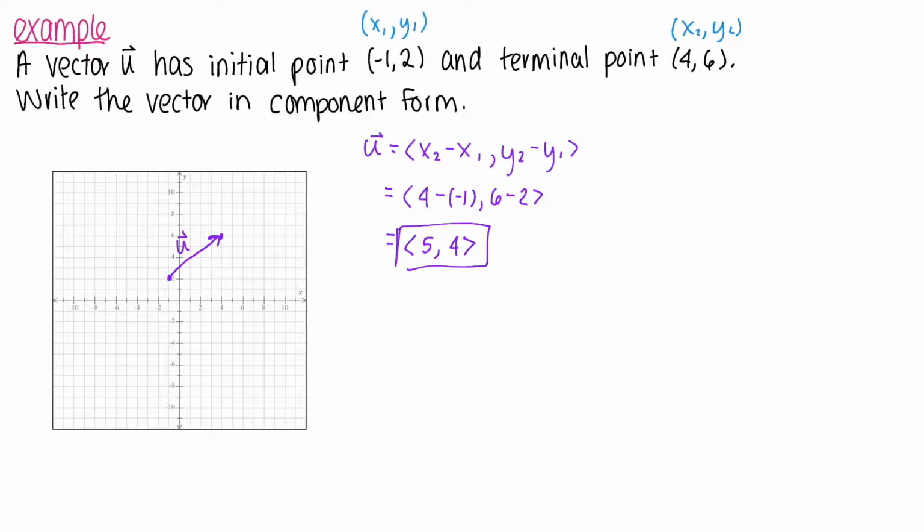Let's go ahead and verify that using our picture over here. So we're starting here. We're going over 1, 2, 3, 4, 5. So 5 for the horizontal, which is correct. And then we go up 1, 2, 3, 4. Up 4, which is the vertical component. So that makes sense. It works.